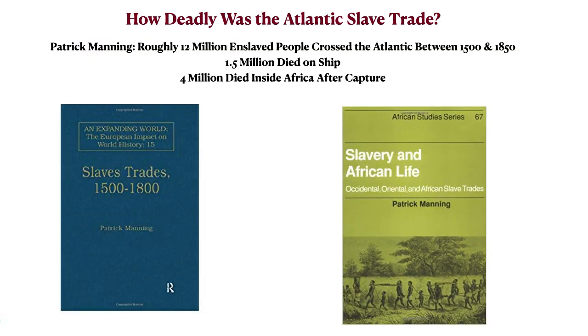It's important to look also at how deadly this slave trade was, the Atlantic slave trade. People were dying at every stage: being captured in Africa, on ships, and then once they got to the Americas. Patrick Manning, who has investigated this in great detail, and there's a tremendous amount of archival quantitative information on this, estimates that roughly 12 million enslaved people crossed the Atlantic between 1500 and 1850, and about 1.5 million died on those ships. The ships were horrific, overcrowded, with inadequate sanitation and brutal treatment, and vast numbers died and were simply thrown off the ship.